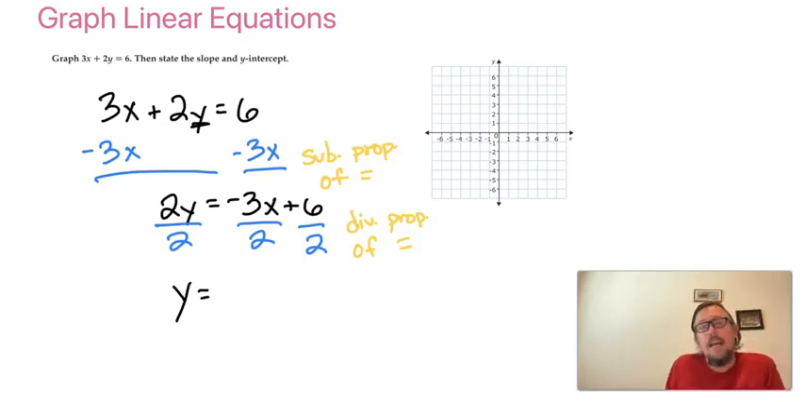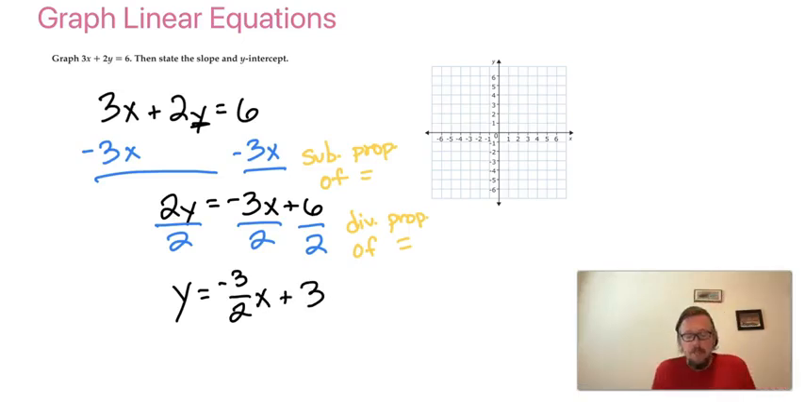Now, negative 3x divided by 2, I am going to write out as a fraction. The reason I'm going to write it out as a fraction is because I want to have my slope as a rise over run. So negative 3x divided by 2, I'm going to write as negative 3/2 x. And then I'm going to do plus 3. So now it's in slope-intercept form. Now it's ready to be graphed.